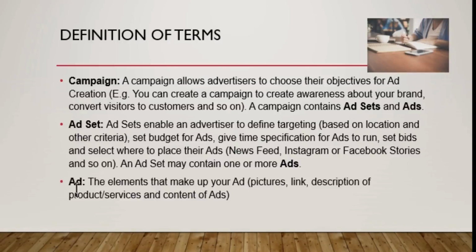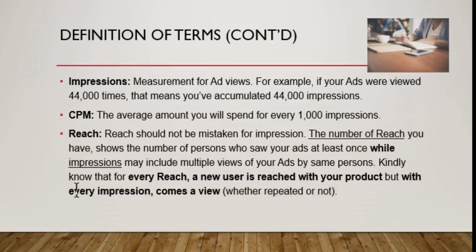So the next slide. Now we want to talk about impressions. Impressions measure ad views. Okay, this is the measurement for ad views. So for example, if ads were viewed 44,000 times, that means you've accumulated 44,000 impressions. All right, so we have the CPM, the average amount you will spend for every 1,000 impressions. So when you have every 1,000 impressions, you're going to be paying an average amount, that is the CPM.